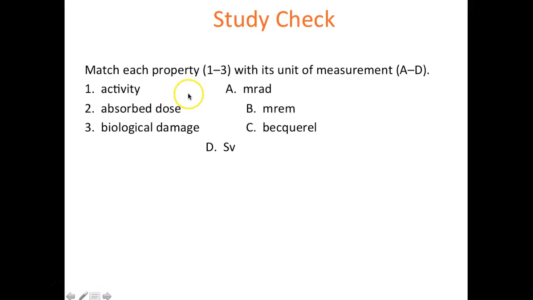Match each property with its unit of measurement. Activity would be becquerel, absorbed dose would be millirad, biological damage would be the millirem, and the Sv, sievert.